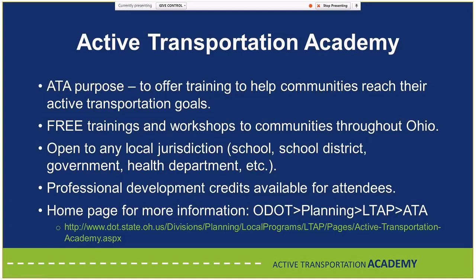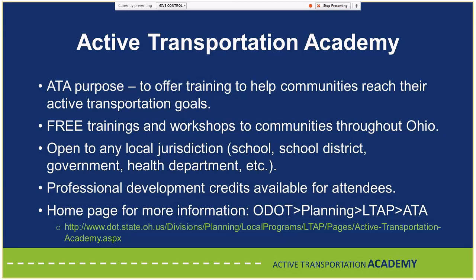So first, the Active Transportation Academy. If you're not familiar with it, the purpose of the Active Transportation Academy is to offer training to help communities reach their active transportation goals. This is offered through the Ohio Department of Transportation free of charge. So it's free trainings, free workshops to communities, jurisdictions, and groups throughout Ohio.